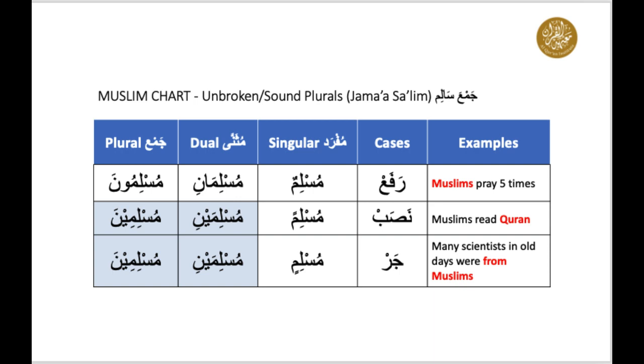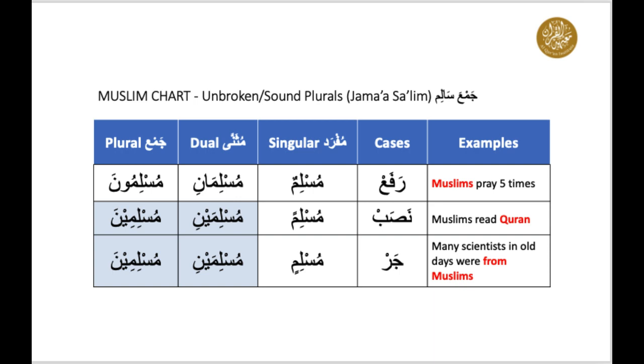Finally, plural. Muslimuna, Muslimina, Muslimina. So what are the changes here? With Muslimun, una has been added at the end to make it Muslimuna. Muslimun has become Muslimuna, and that is marfu or rafa status.